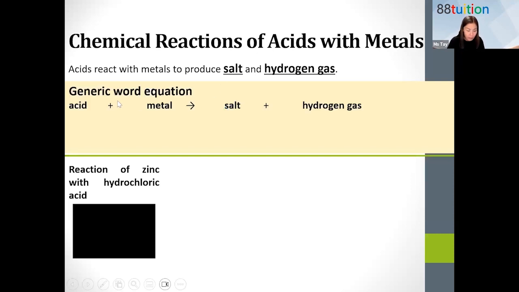Important to know. Acid plus metal: the generic word equation looks like this, but when we put in different examples of the acid or the metal, the salt will change. Hydrogen gas stays the same. This gas is always produced when you have acid reacting with metal.